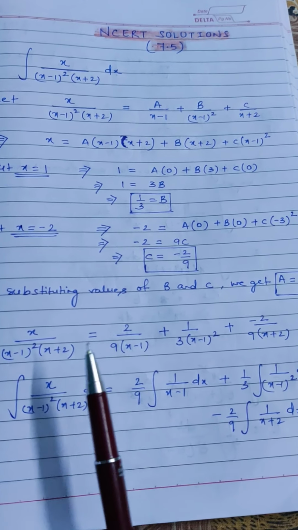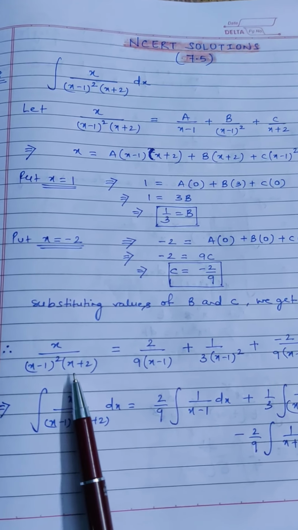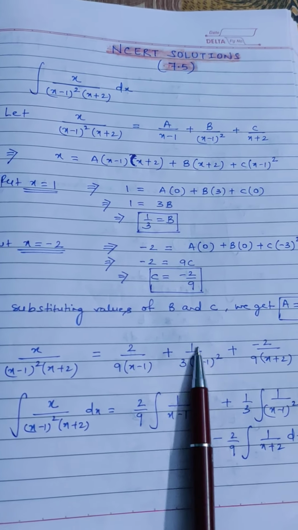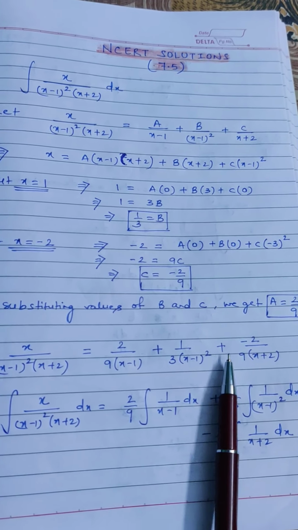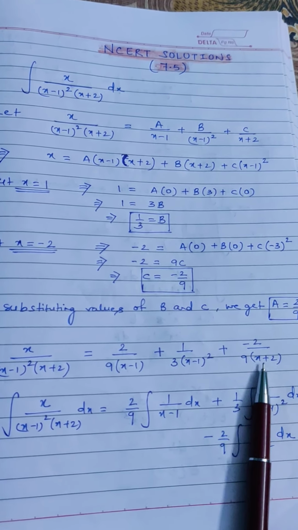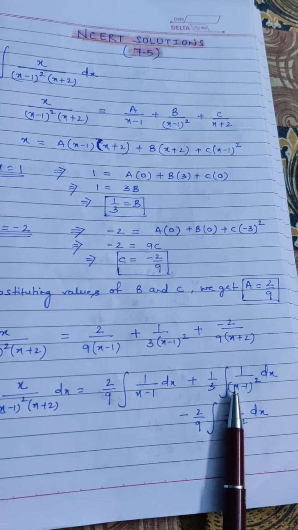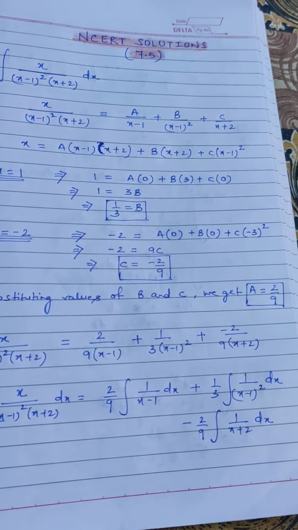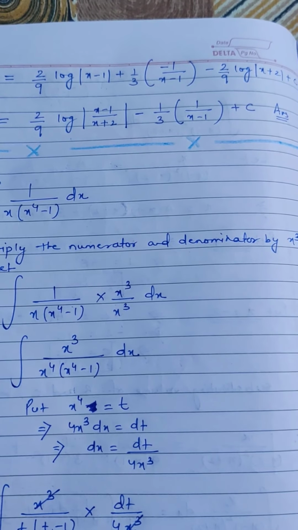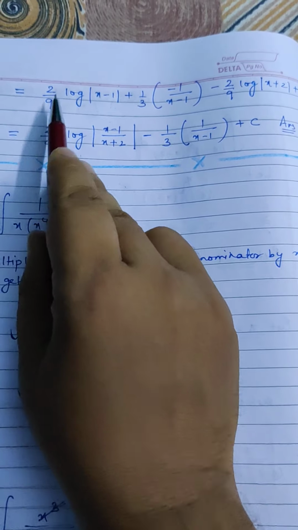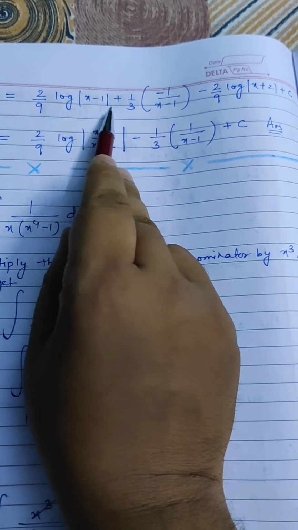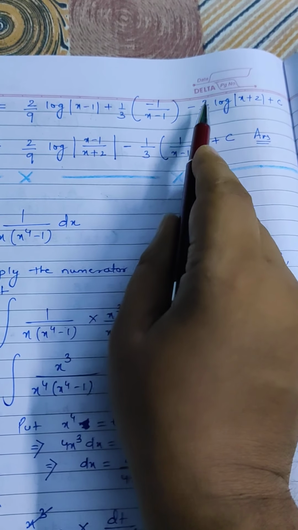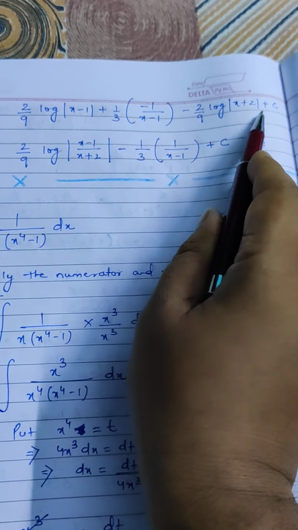So now the question becomes x upon (x minus 1) whole square into (x plus 2) is equal to 2 upon 9(x minus 1) plus 1 upon 3 into (x minus 1) whole square plus minus 2 upon 9(x plus 2). Now solving it individually using the concept of integration, I will get the required answer. Now solving the integration, I get the value 2 upon 9 log mod of (x minus 1) plus 1 upon 3 multiplied by minus 1 upon (x minus 1) minus 2 upon 9 log (x plus 2) plus c.